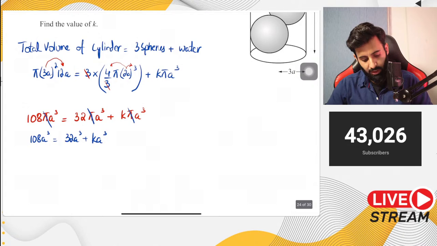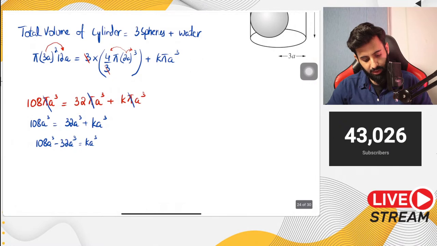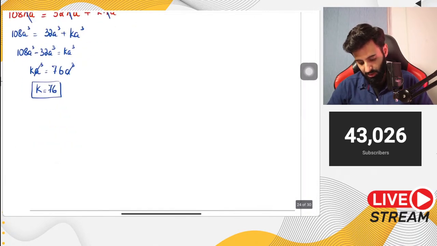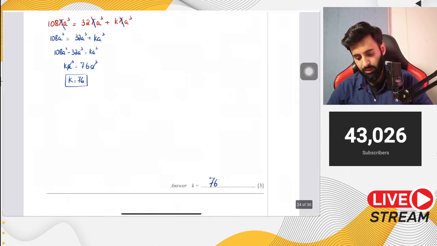Okay, so 108 a cubed minus 32 a cubed equals to what? Equals to k a cubed. Now what's 108 minus 32? That's equal to 76. So k a cubed equals to 76 a cubed. What happens next? A cubed and a cubed get cancelled out, and now you have the value of k, which is equal to 76. So there you go. That's it.